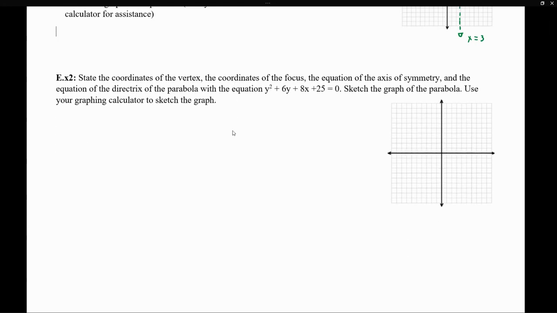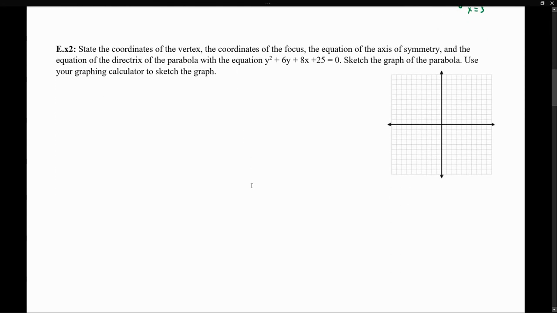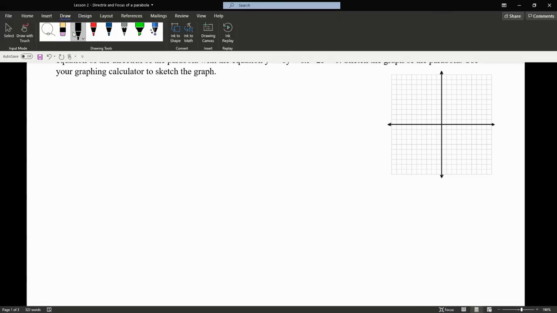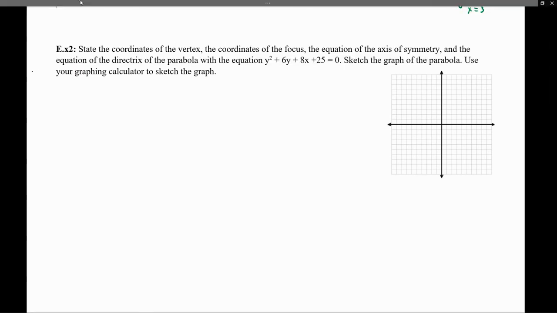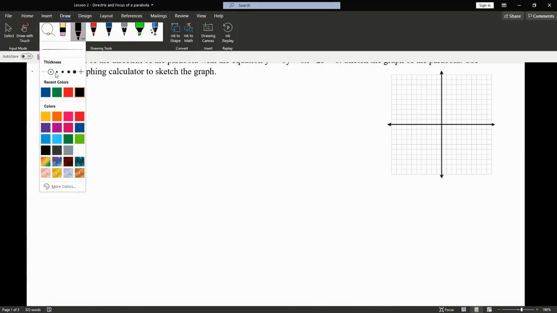So now for our next example, we're going to be doing a more algebraic manipulation. Let's read it. It says, let's state the coordinates of the vertex, the coordinates of the focus, the equation of the axis of symmetry, and the equation of the directrix of the parabola, given this equation. And this should start looking a little bit different compared to what we have been discussing so far.